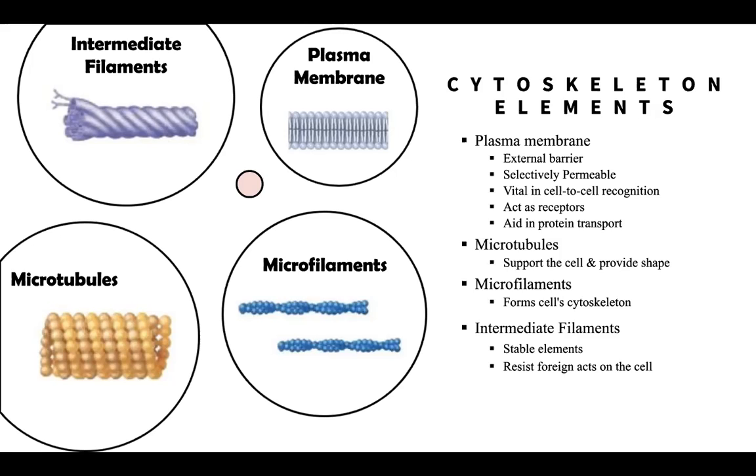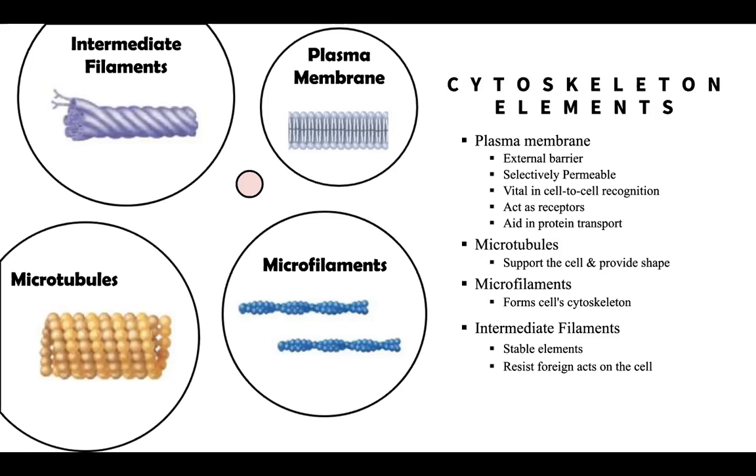Microtubules are composed of tubular proteins and are cylindrical shaped. The main function is for cell support and to provide cell shape. It is also involved in cellular movement. Microfilaments are made of actin proteins and are fine filaments twisted around each other. It helps form the cell's cytoskeleton and is involved in muscle contraction and some cell movements.